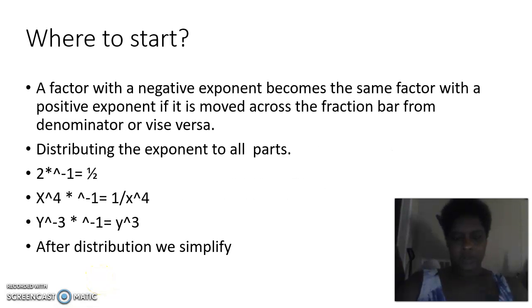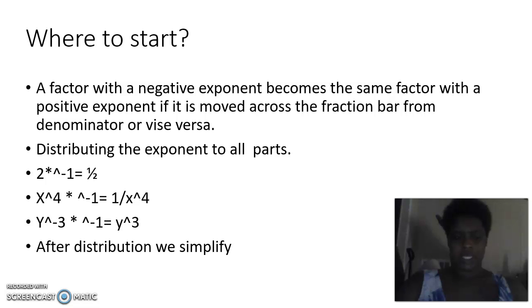So how do we start this equation? From the book, it says a factor with a negative exponent becomes the same factor with a positive exponent if it is moved across the fraction bar from denominator or vice versa. So we start with just distributing the exponent to all parts.